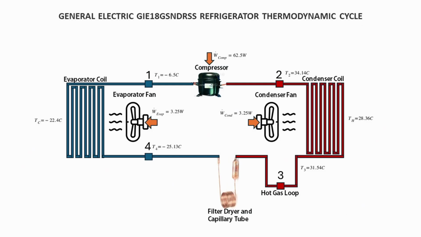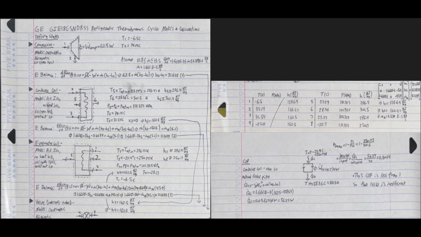So putting that all together, here's everything laid out, all of the relevant values, and from this data, I did some calculations. I neglected changes in potential and kinetic energy for all of the models. I assumed the compressor, condenser, and evaporator coil were adiabatic outside of the heat transfer between the fluids. And I did control volumes and energy balance equations for each. I also assumed that the valve, the capillary tube, is isenthalpic.